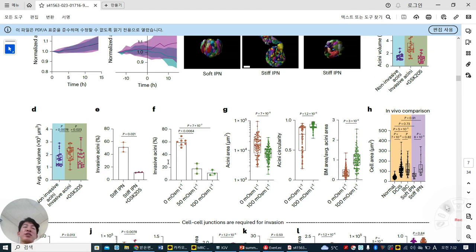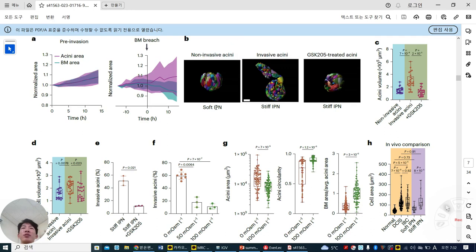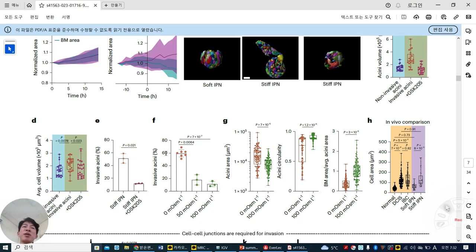And then here, using osmolarity change, they compress this cell, collective cell. When you add 50 over 100 milliosmol more, even though they are culturing on stiff IPN, the cell cannot make cell volume increase. So that is why invasive arginine percentage decrease, and area decrease, circularity retrieved, basal membrane thickness also retrieved.